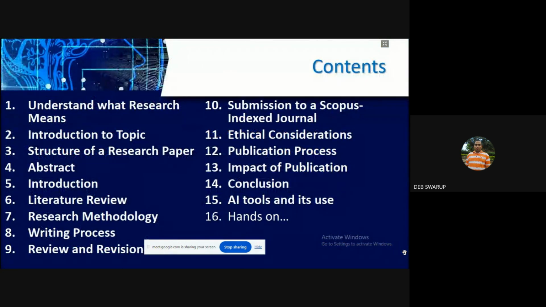These are the contents for my presentation. We'll start with understanding what research means, then a general introduction to the topic, then the structure of the paper. Then we'll go on one after the other. If time permits, I'll show you certain hands-on work on how things are done easily.